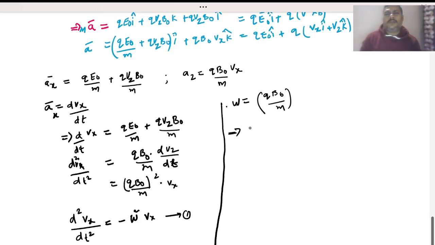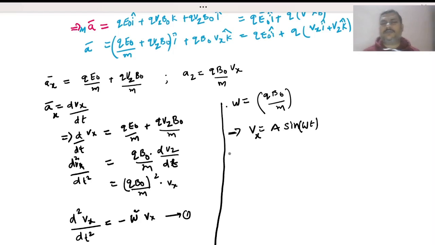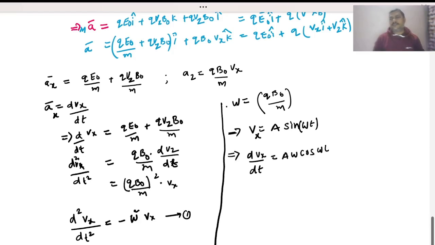We know V is equal to some A into sin omega t. Vx is the solution for the SHM equation, like x equals sin omega t, where A is some constant, the amplitude. Now we already know Vx, so differentiating again, dVx/dt, the derivative of sin omega t is cos omega t, so it equals A omega cos omega t. So this is the other relation: ax equals A omega into cos omega t.